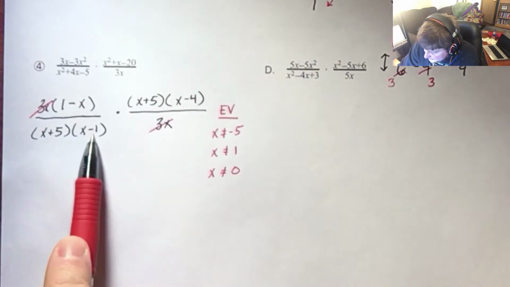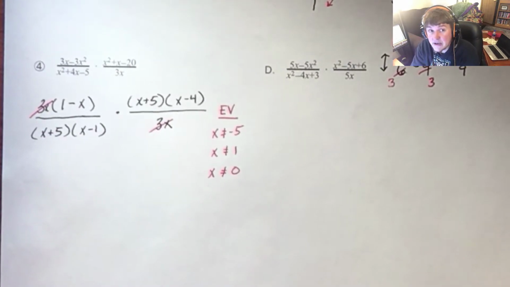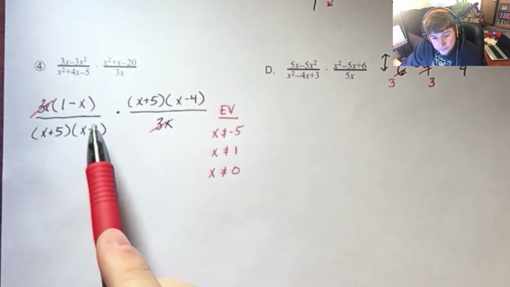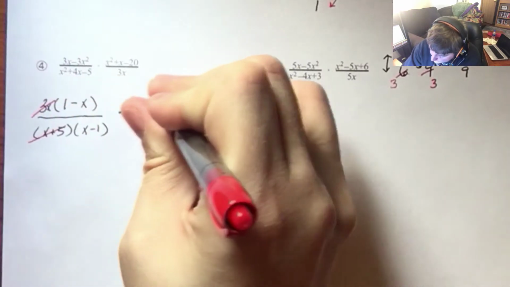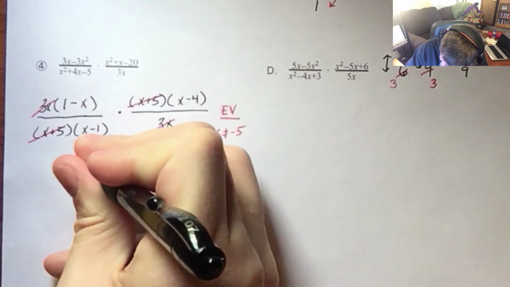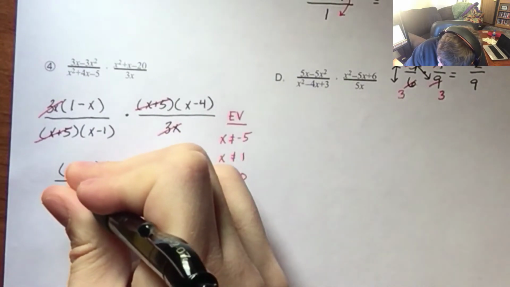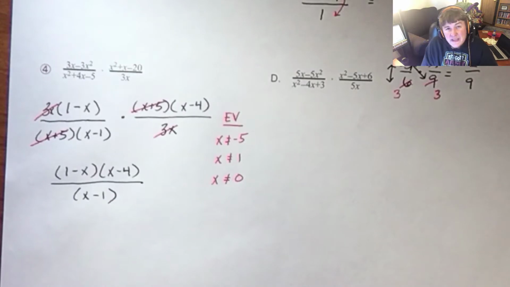These look like they're the same, right? They awfully look very close, right? 1 minus x and x minus 1. Well, are those the same? Because the only way that you can cancel is if they're literally the same. Hopefully you're saying to yourself they're similar, but they're not the same. So these actually don't cancel here. x plus 5, we can cancel diagonally, so let's go ahead and do that. What I'm left with here is 1 minus x and x minus 4 all over x minus 1.